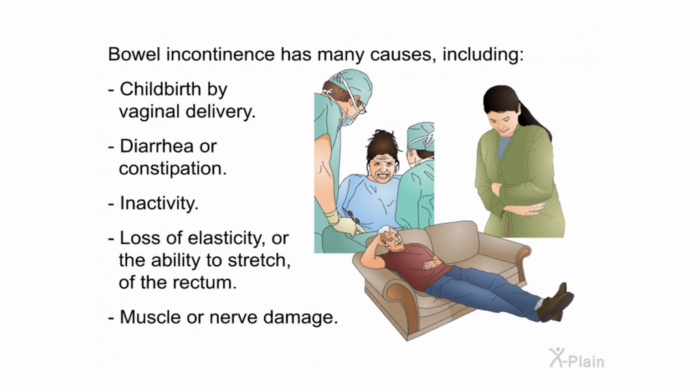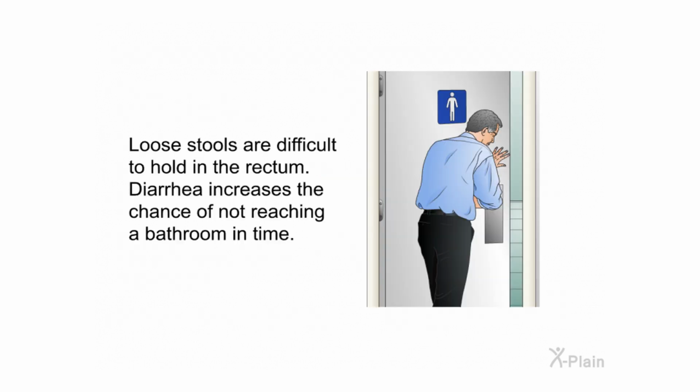Causes. Bowel incontinence has many causes, including childbirth by vaginal delivery, diarrhea or constipation, inactivity, loss of elasticity or the ability to stretch of the rectum, and muscle or nerve damage. Loose stools are difficult to hold in the rectum. Diarrhea increases the chance of not reaching a bathroom in time.